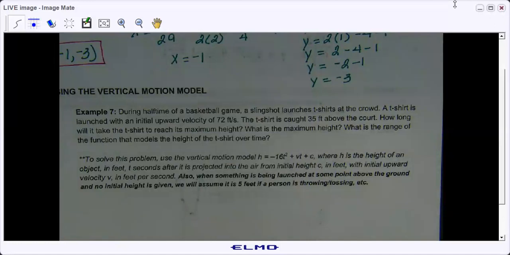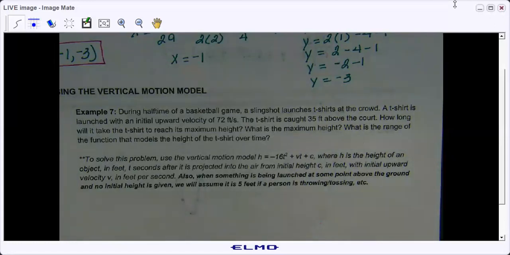So somebody is launching a t-shirt. We're going to assume they're launching it from an initial height of 5 feet. I'm about 5 feet 6. I really don't know that 5 feet is average, but anyway, they're launching it from 5 feet. And when they launch it from the slingshot, it goes 72 feet per second, and it is caught 35 feet in the air. Okay.